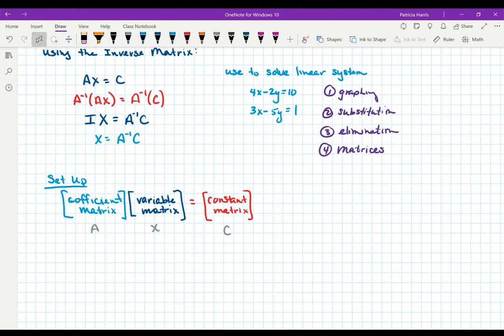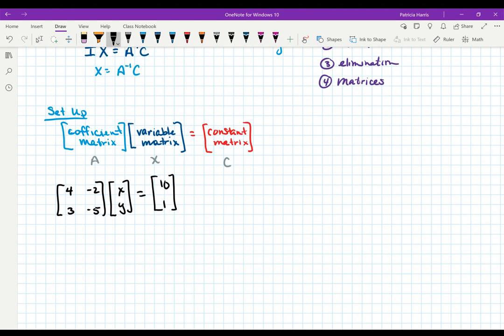This particular system, if we were to write it as a matrix, would look like 4, -2, 3, -5. Notice that those are all the coefficients of your variables, x and y. The x's are in one column, the y's are in the second column. Do not mix them up. Your variable matrix is x, y, and that is equal to your constant matrix, which is 10, 1. Now we're going to solve it.